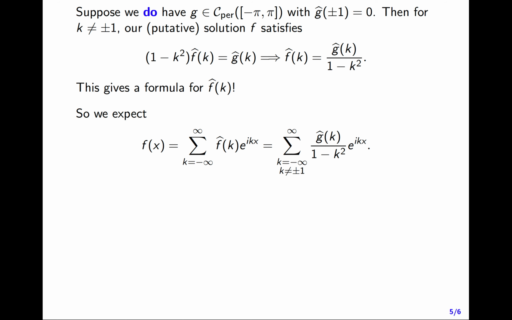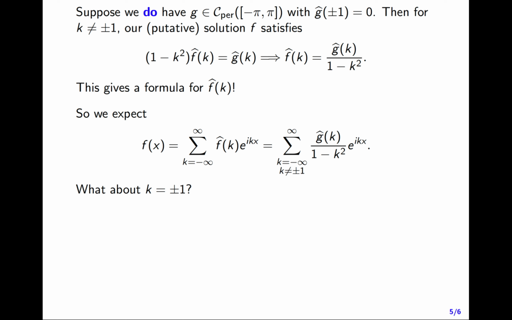And this says the sum should be the sum from k equals minus infinity to infinity, excluding k equals plus or minus 1, of g hat of k over 1 minus k squared times e to the ikx. So after that second equality, you tell me what g is, I know what everything in this sum is. So in principle, I've been able to define f as its Fourier series. I worked backwards and assumed that I had a solution, and I figured out what the Fourier series has to be.